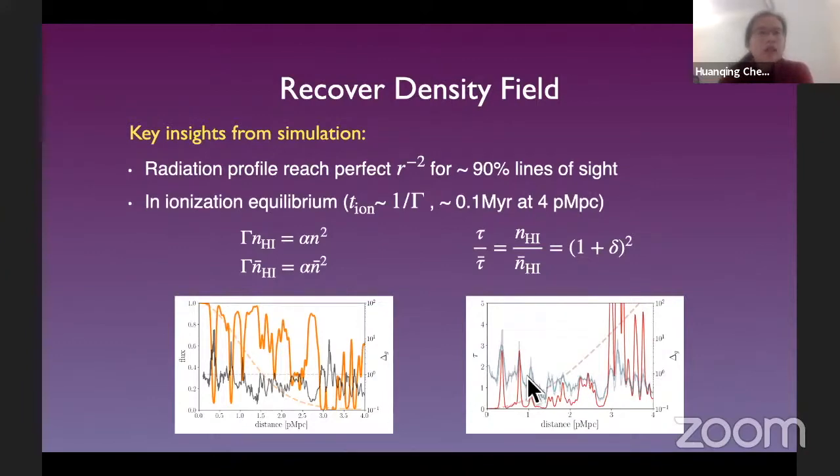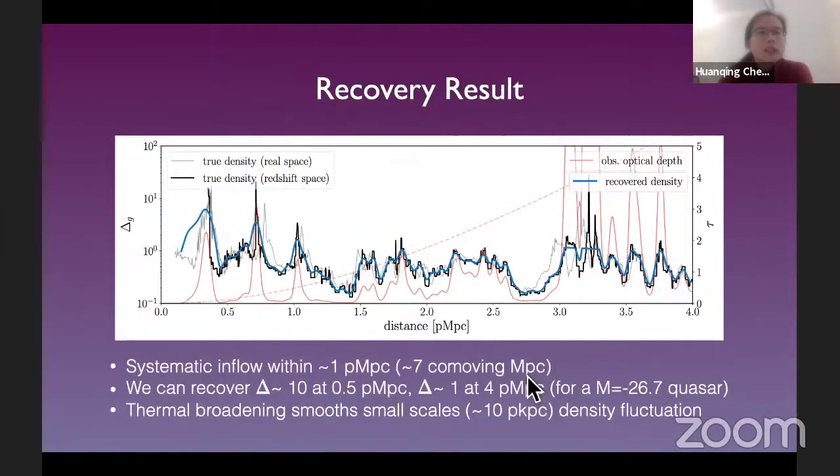So let's take a closer look at this. There are several things I need to point out. First, because of the peculiar velocity of the gas, we can only recover the density field in the redshift space instead of the real space. So, which means we can recover the density as this black line.